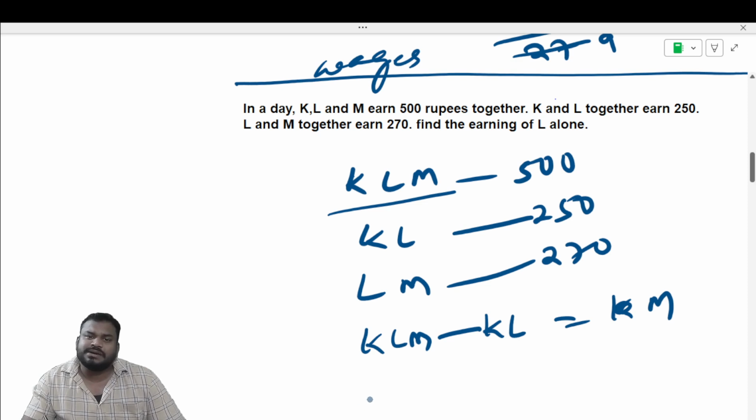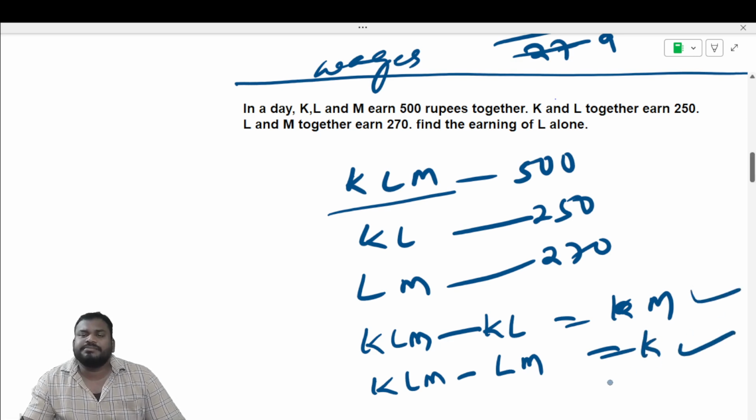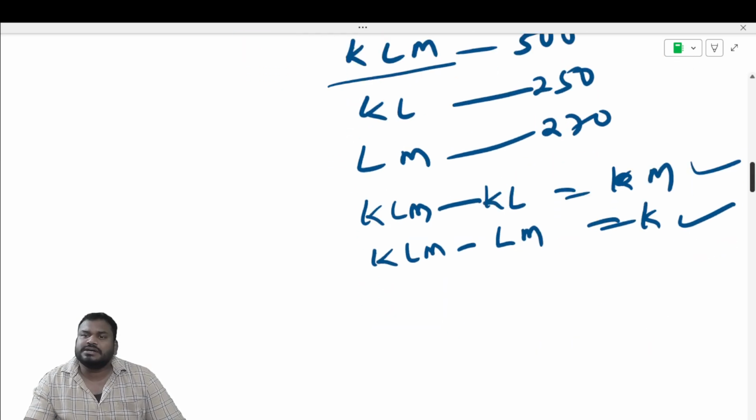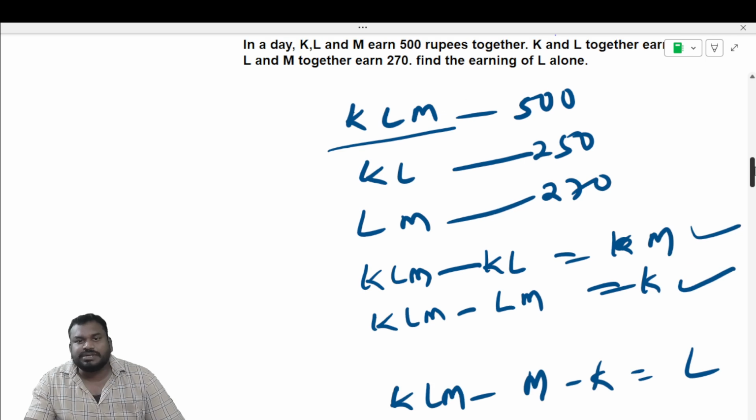KLM minus KL is M. Next, KLM minus LM is K. I got K, I got M. I don't know L. How can I find L? KLM minus M minus K is nothing but L. Simple thing. Now we will go with the numbers.